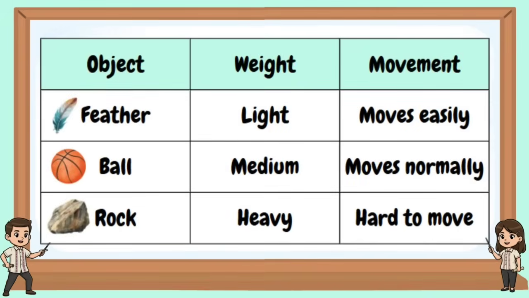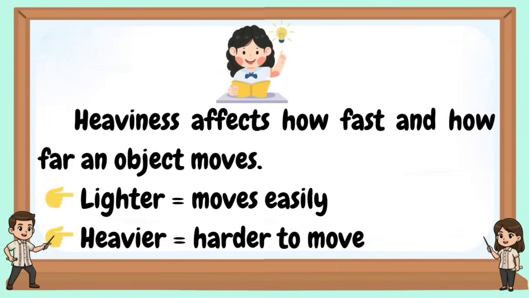Object, feather. Weight, light. Movement, moves easily. Ball, weight, medium. Movement, moves normally. Rock, weight, heavy. Movement, hard to move. Heaviness affects how fast and how far an object moves. The lighter moves easily. The heavier, harder to move.